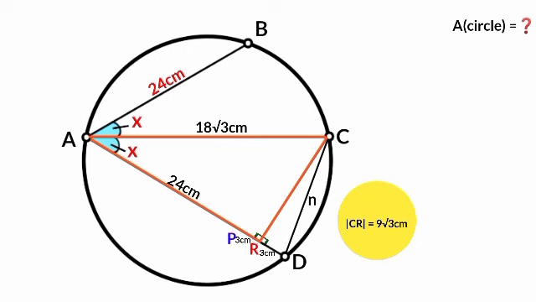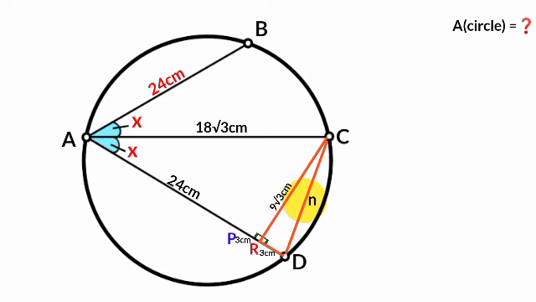So line CR equal to 9 root 3 centimeters. That is, the length of this line CR is 9 root 3 centimeters. Now from this triangle, since it is also a right angle triangle, we can also use the Pythagorean theorem to find the length of this side n. It is the hypotenuse because it is the side facing the right angle.